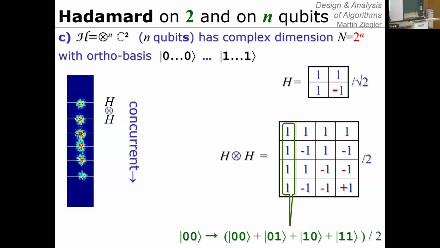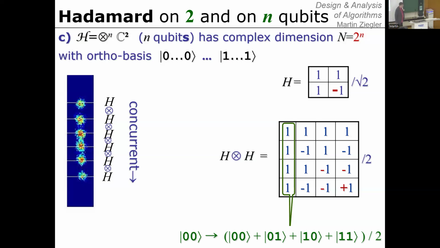And this here will again be a superposition, but now of 4 possible qubit values, 0, 0 up to 1, 1. That's entanglement. Scaled by 2 to make it a unit vector. Right, and I was starting to talk about what is the concurrency here.